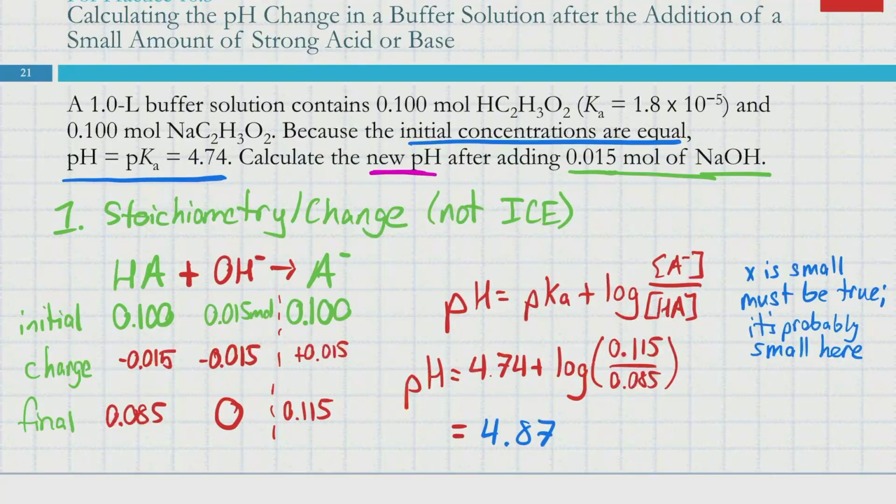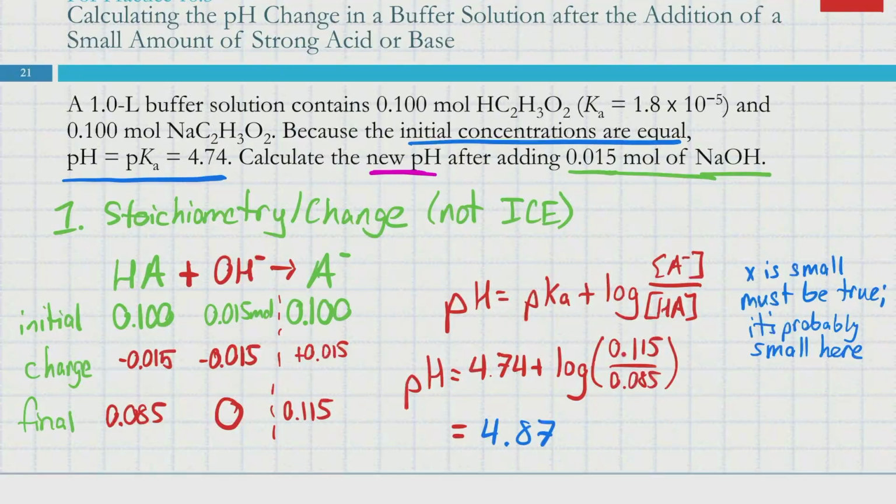We know that we're in a buffer situation. Buffers reduce the amount that our pH changes, so we're not expecting to see a big pH change. And this would definitely be a small pH change. It also increased the pH. We added sodium hydroxide, which is a base, which would have a higher pH. So we expect to see our pH go up. So this seems pretty reasonable. If it went up to like 10, okay, we probably did something wrong.